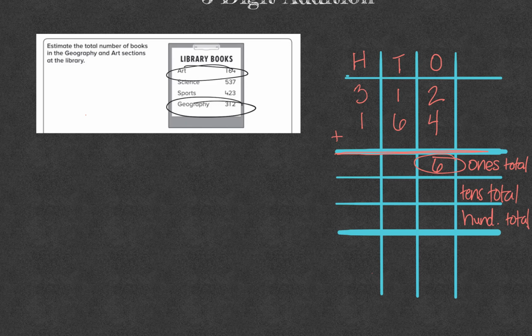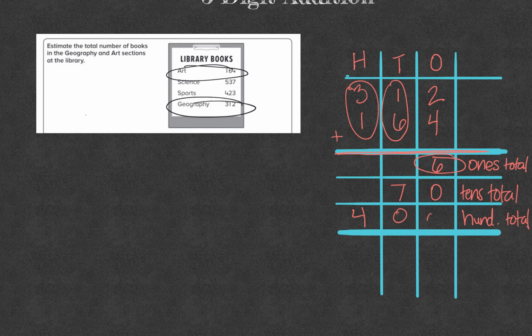So when I look at my tens, I've got 1 ten plus 6 tens. That is 7 tens. And I am writing the entire value of the tens. So 7 tens we know is 70, just like 6 ones, the 6 is there. So now we've got our total tens, 70, and now we want to focus on our total hundreds. So 300 plus 100 is 400.